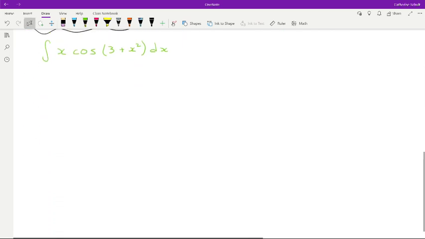Okay, so again, when we come in, remember when we integrate, we don't know what rule to use. We don't know what strategy. We have to be critical thinkers. And looking at this, I don't know a function whose derivative is x cosine of 3 plus x squared off the top of my head. All right, but I do see some composition of functions, cosine of 3 plus x squared. So that's telling me maybe I should use a substitution and substitute that inside function.